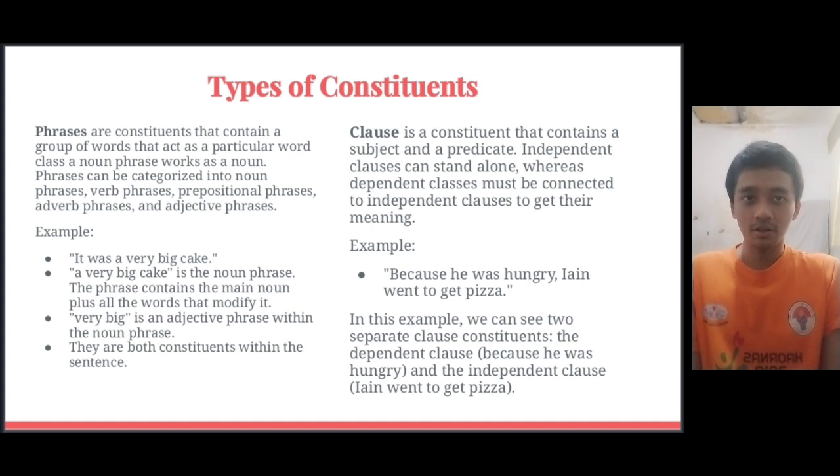Now, a clause is a constituent that contains a subject and a predicate. Independent clauses can stand alone, whereas dependent clauses must be connected to independent clauses to get their meaning. Example: because he was hungry, Lion went to get pizza. In this example, we can see the two separate clause constituents: the dependent clause because he was hungry, and the independent clause Lion went to get pizza.